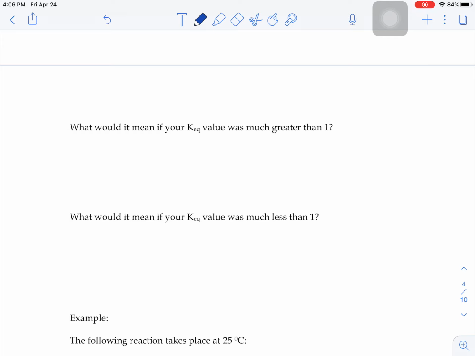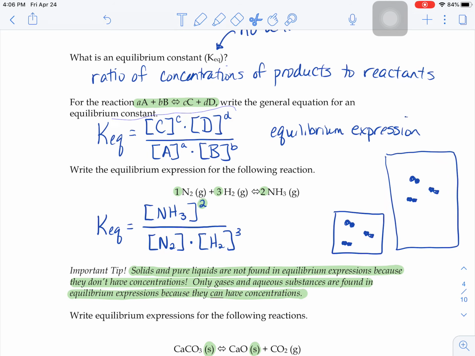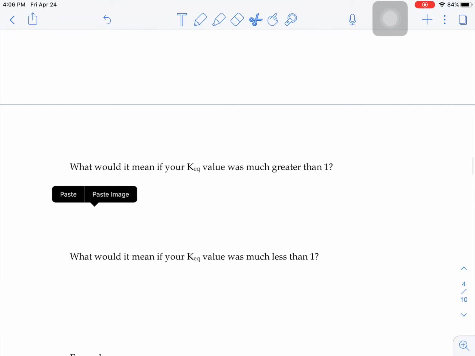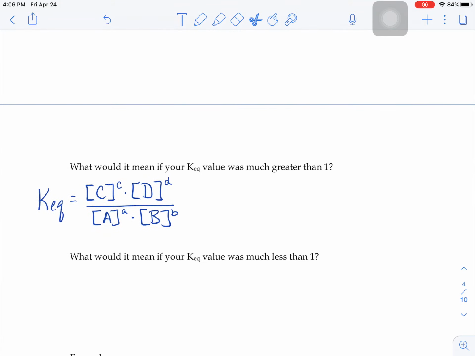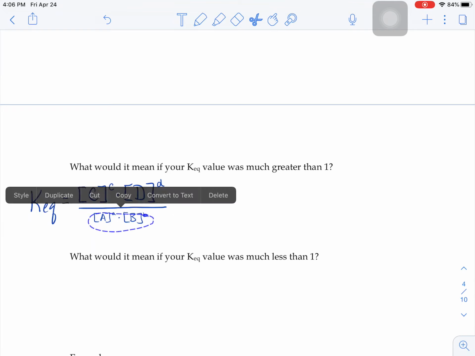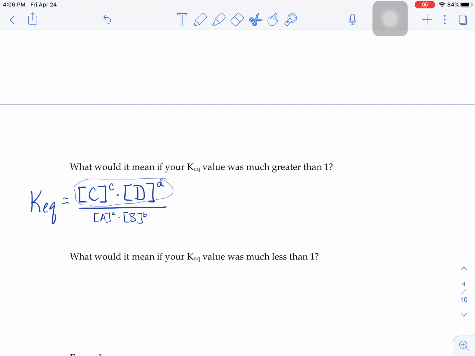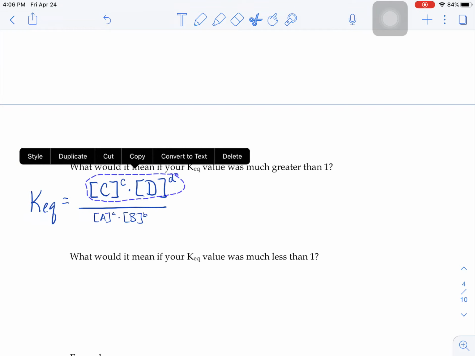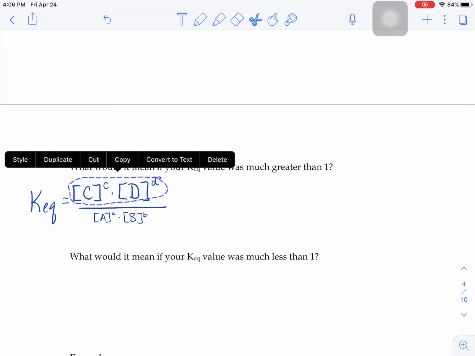about, I'm going to copy this equilibrium expression here, and I'm just going to paste it here. If you have a KEQ value that's much greater than 1, what that must mean is that you have lots of products and very little reactants. So just to show this to you conceptually, I'm going to shrink down the size of that A and B, and I'm going to increase the size of our C and D. I'm going to make it much bigger.